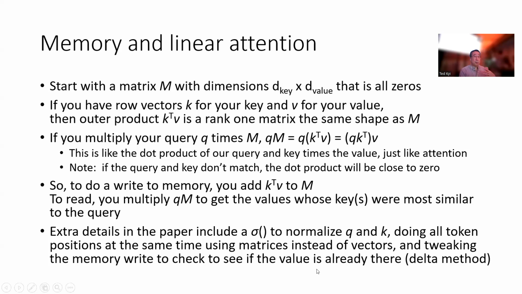And then there is this other part that was kind of interesting, but for time, I skipped it, where basically you can check to see if you think the value is already in there. And if the value is already in your memory, then you don't really need to do a hard write to your memory. So they have this delta method where they check first to see if it's in there. And the higher score you get, the closer to 1 you get, the more you downweight the write that you're doing.